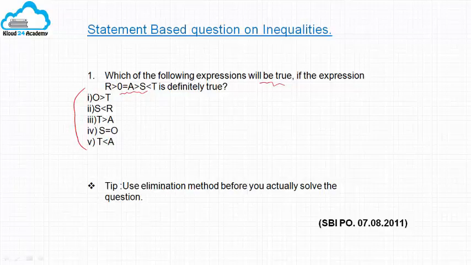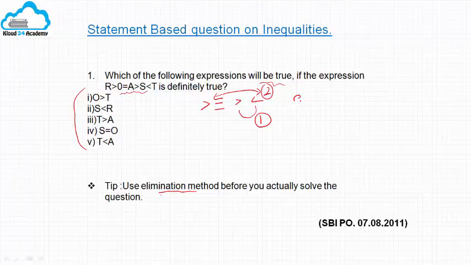Now how to solve this? We'll use elimination method before we actually solve the question. In elimination method, first we'll eliminate a few options and then we're going to reach the answer. In the given question, we have many inequality symbols, so I'm going to write them here: greater than, equal to, greater than, less than. As you can see, we have an enemy rule or no conclusion rule here in the first and second. So we have two no conclusion symbols here.